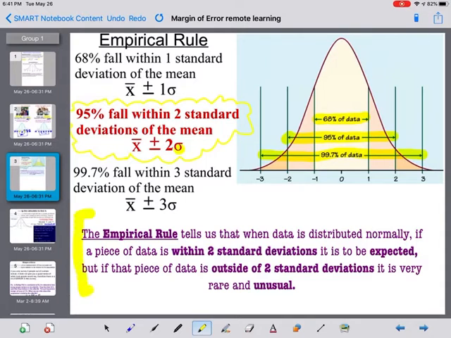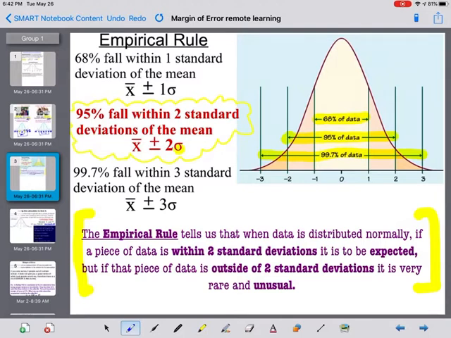Now this is really important, so make sure you take all of this down in your notes. The empirical rule tells us that when data is distributed normally, if a piece of data is within 2 standard deviations, it is to be expected. So that means that it's normal, it's to be expected, we can't get upset about it. But if a piece of data is outside of 2 standard deviations, it is very rare and unusual, and therefore you need to investigate why that happened.